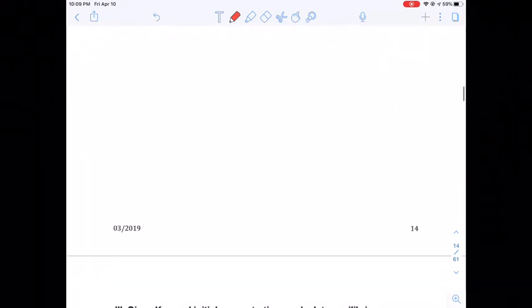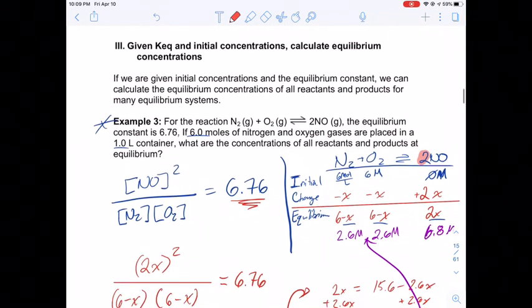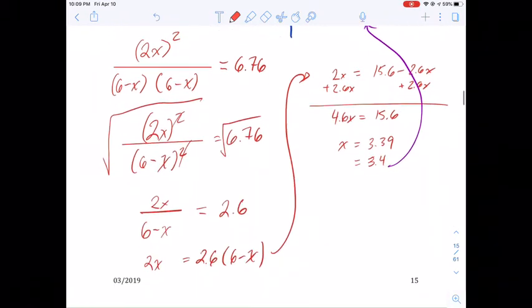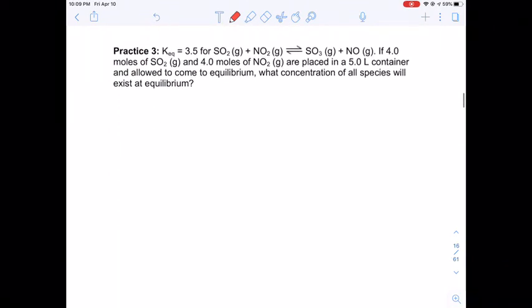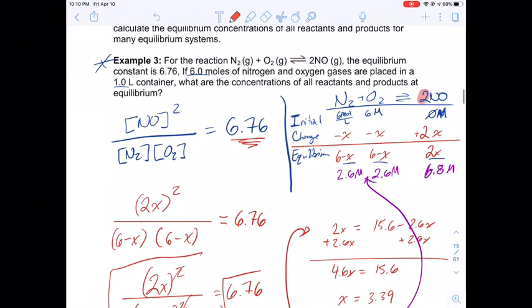All right, so let's get to example number 3. So this is where things start to get tricky. So here you're given the initial concentrations and the equilibrium constant, but we don't know what the equilibrium concentrations are. So let's do this practice question. If you want to see that first question work through, then you can watch the live stream that I posted back in March.